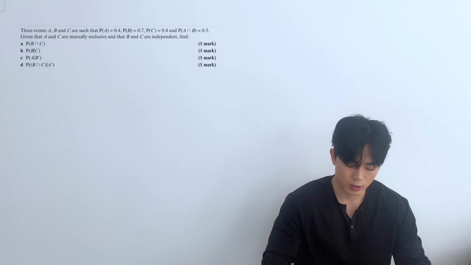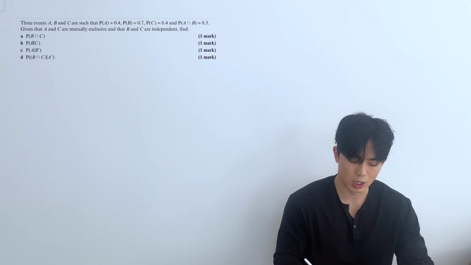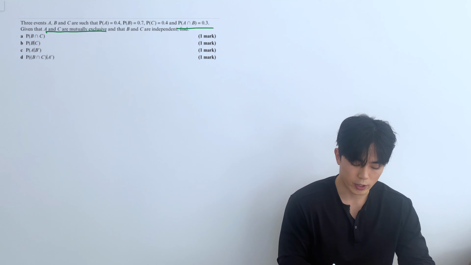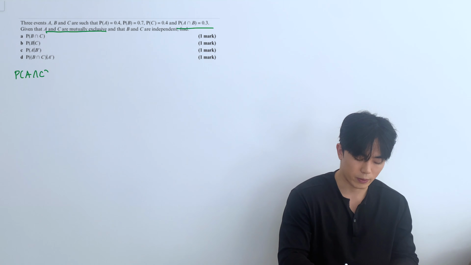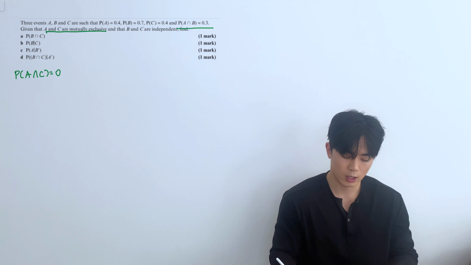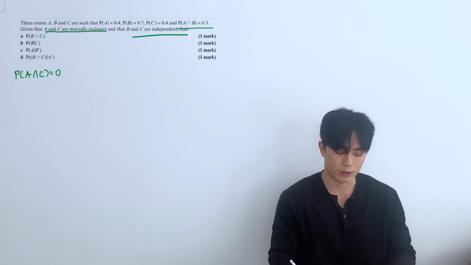So we have the three events A, B, and C, and we're given each probability, and we're also given the probability of A and B is 0.3. Given that A and C are mutually exclusive, so remember mutually exclusive is when they do not overlap, right? So the probability of A and C is going to be equal to 0. The probability of B and C are independent. Okay, so B and C are independent events.